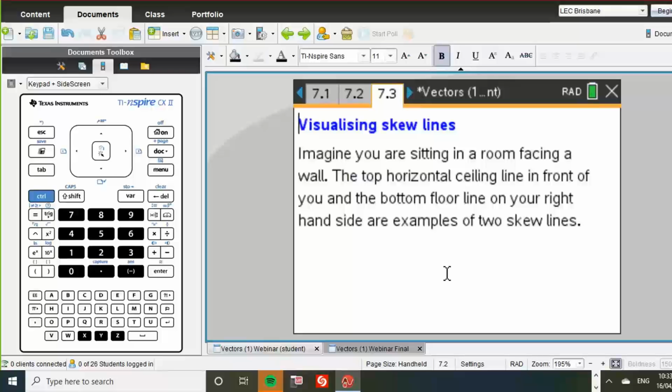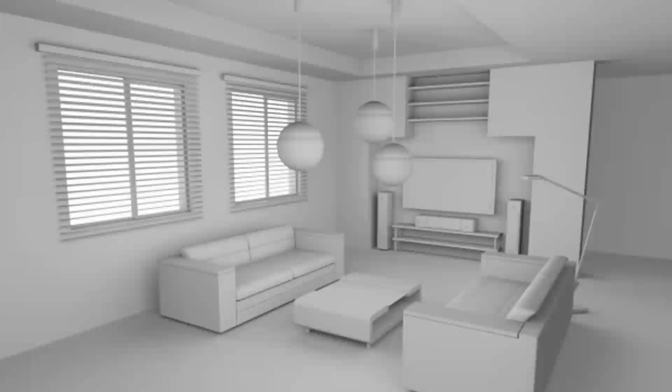A way to visualize skew lines is to imagine you're sitting in a room facing a wall. The top horizontal ceiling line in front of you and the bottom floor line on your right-hand side are examples of two skew lines.